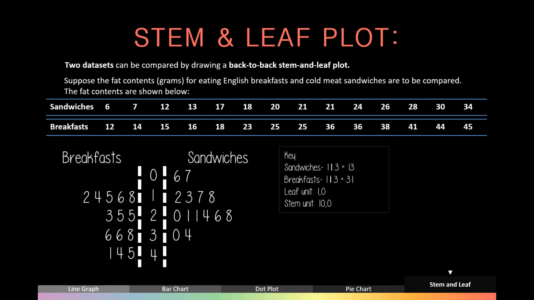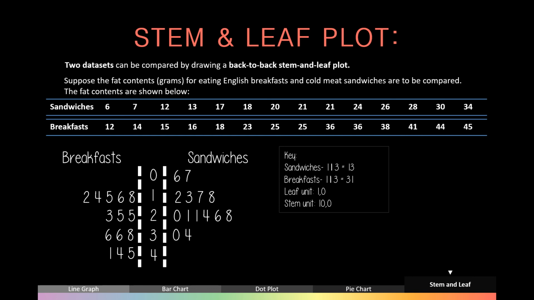Okay, so the key is very important, especially for a back-to-back stem and leaf plot, because the way in which we read the data matters. So for example, if we're looking at sandwiches, we read from left to right, where 1 line 3 means 13 grams. However, if we're reading the breakfast, we read from right to left, where 1 line 3 means 31 grams. And this makes sense because for the sandwiches, our stems are on the left, but for the breakfast, our stems are on the right. So we read 1 line 2 as 12, but 4 line 1 as 14, not 41.